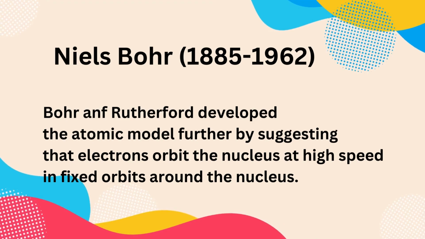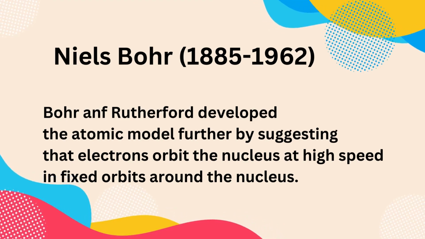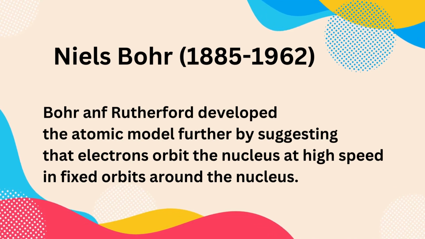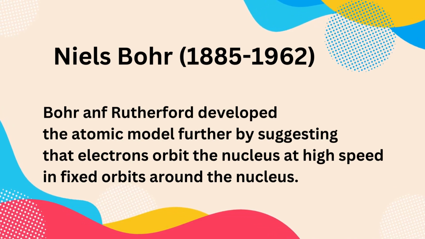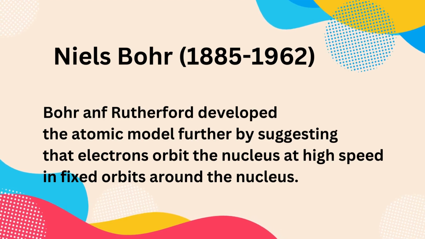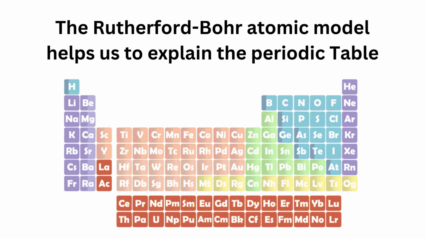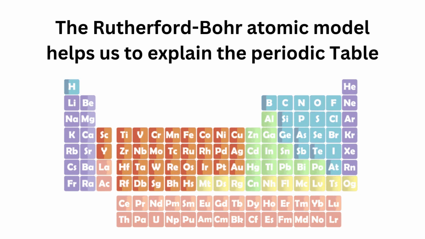The next scientist is Niels Bohr. Bohr and Rutherford developed the atomic model further by suggesting that electrons orbit the nucleus at high speed in fixed orbits around the nucleus. The Rutherford-Bohr atomic model helps us to explain the periodic table.